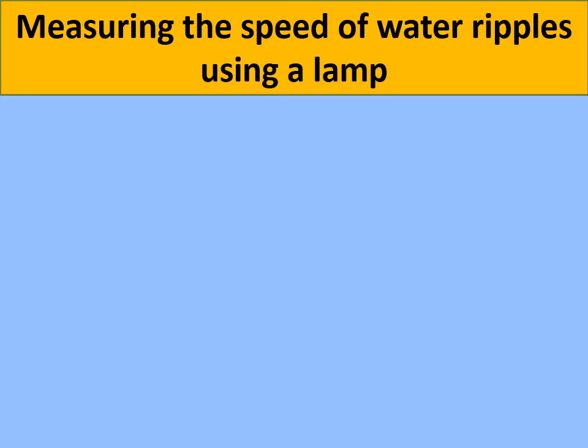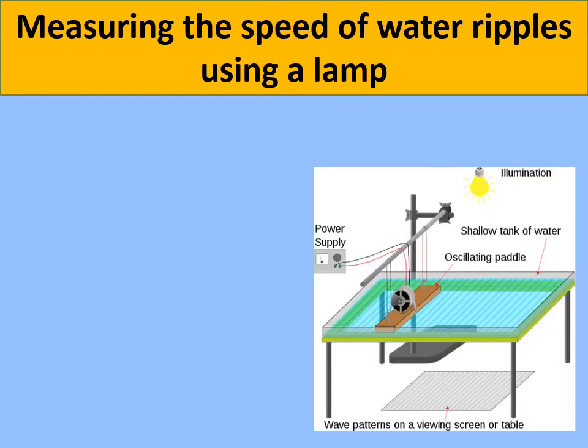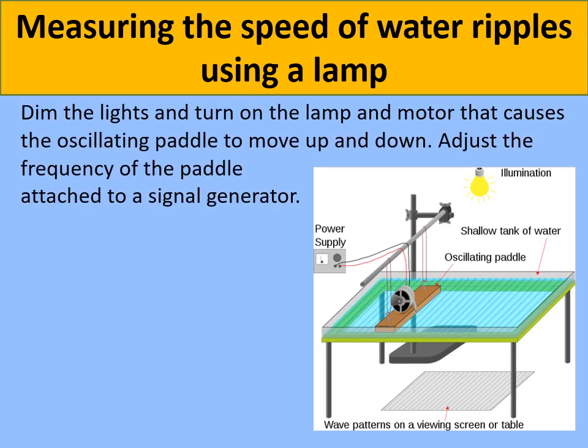Another experiment you need to know about is measuring the speed of water ripples using a lamp. Okay, so here's the diagram of the setup. The illumination is the lamp. You dim the lights once you've set everything up, as you can see in the diagram, and turn on the lamp and the motor, which causes this oscillating paddle you can see in the diagram to move up and down.